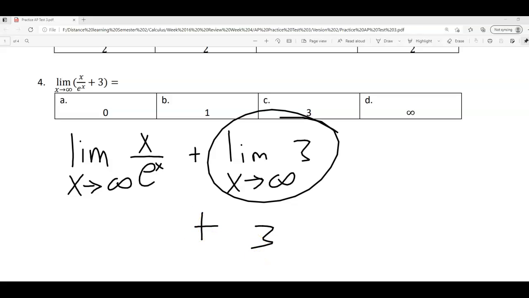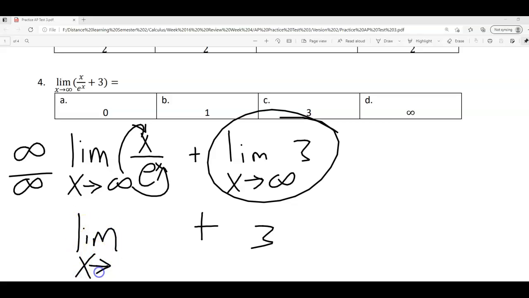For this guy here, though, we end up with infinity over infinity. When you plug in the top there, you get infinity. When you plug it into the bottom there, you get infinity. So when you have infinity over infinity, you get L'Hopital's rule. So we're going to apply L'Hopital to this thing.